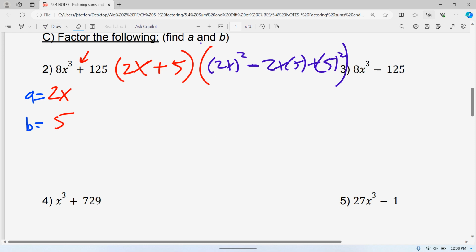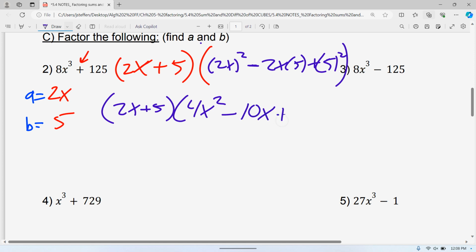So the way your answer should look: (x plus 5), then (2x) squared, remember, both of them. So you square the 2 and the x, so it should be 4x squared minus, and then the rest of it, 2x times 5 is 10x, and 5 squared is 25. Again, not a bad idea to double check your signs.